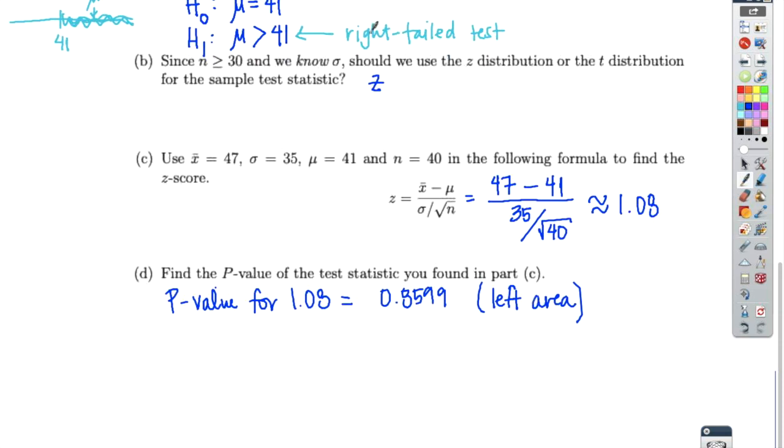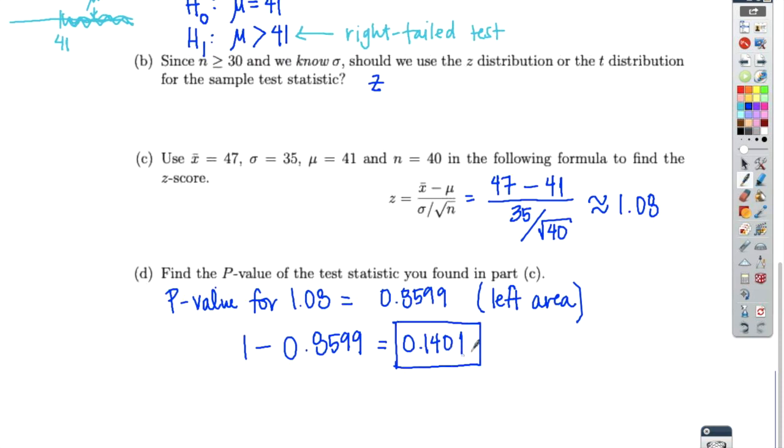And since this is a right-tailed test, because we want to find the probability that the mean is greater than 41, we need to adjust this area and use it to find the right area under the curve. And the way that we do that is just to subtract this 0.8599 from 1, and that gives us 0.1401. So this is our p-value.